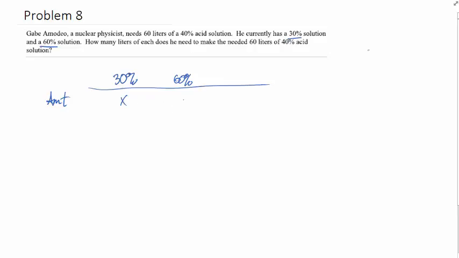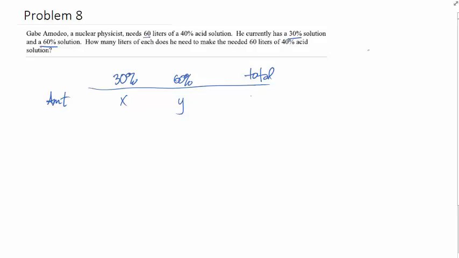So for this, it would be good to have a table. We have right now a 30% solution and a 60% solution. And so we want to figure out the amount of 30% solution and the 60% solution. So the idea is, how many liters of the 30% solution and how many liters of the 60% solution do you need?